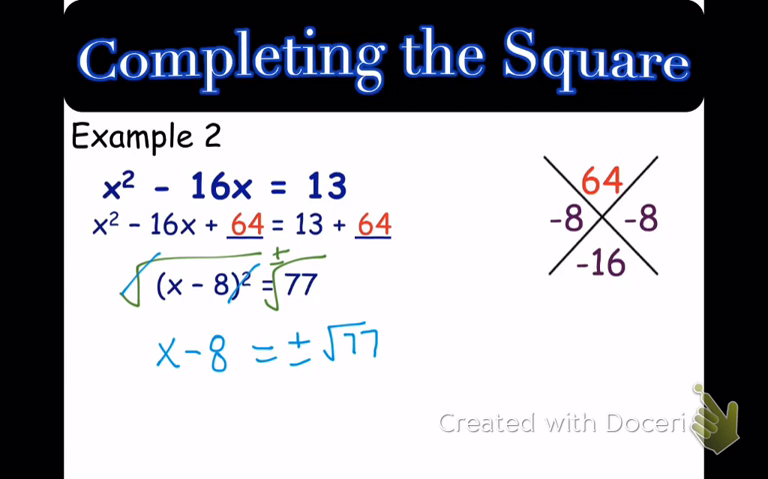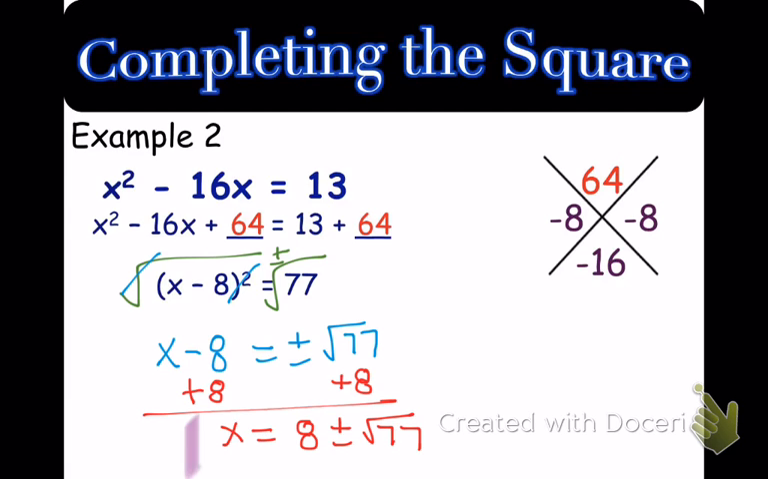Now I'm going to simplify the square root of 77, but the only thing that goes into 77 is 7 times 11, besides 1 times 77, and neither of these is going to help me simplify the square root of 77. So this one we actually don't even have to simplify. We're just going to move that 8 over at this point. We won't combine unless we use a calculator. So we're left with positive 8 plus or minus the square root of 77 as our final answer.